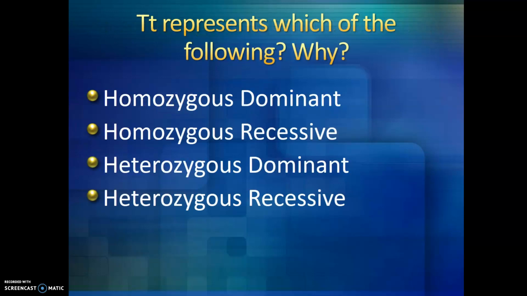Big T, little t represents which of the following and why? Is it homozygous dominant, homozygous recessive, heterozygous dominant, heterozygous recessive? Pause the video. The answer is heterozygous dominant. We have a big T, little t, and the big T is the dominant. So big T, little t tells us it's heterozygous because they're different, but it's dominant because the big T is present.